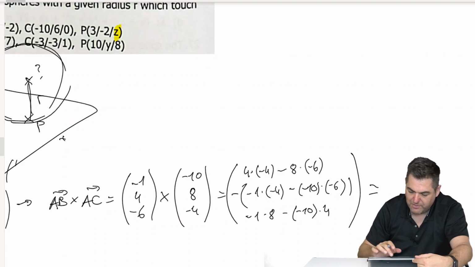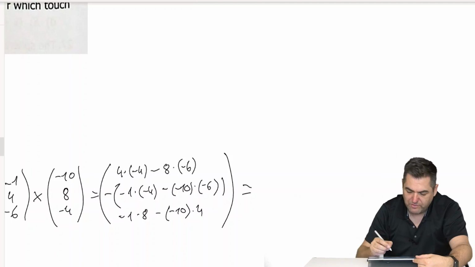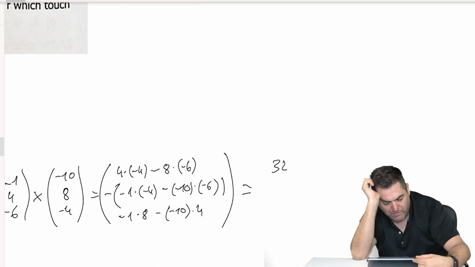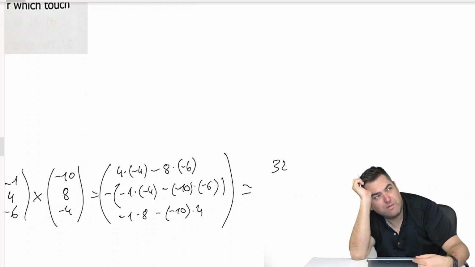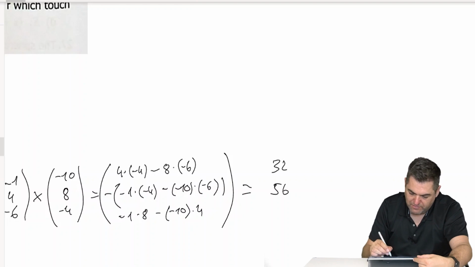This will give you the components of this cross product. That's minus 16 plus 48, that's 32. Then we have 4 minus 60, that's minus 56. And then you change sign, get 56. And then here minus 8 plus 40, it's 32.